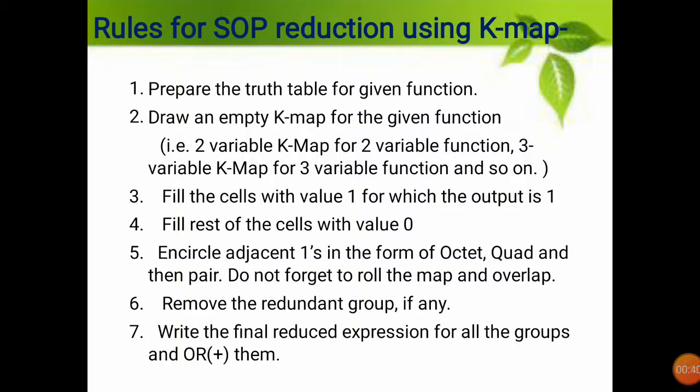The first rule: prepare the truth table for the given function. After that, draw an empty K-map for the given function. For example, for a two variable function, you have to draw a two variable K-map. For a three variable function, a three variable K-map, and for a four variable function, we have to draw a four variable K-map, and so on.